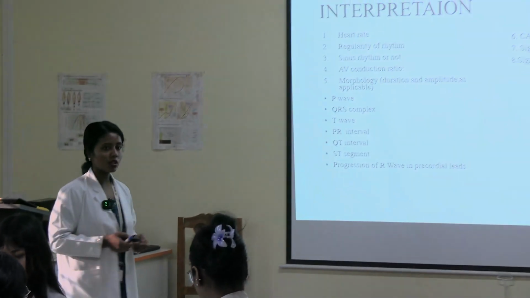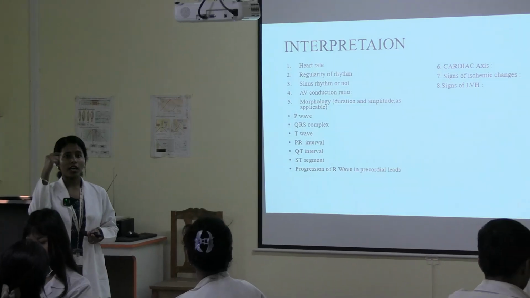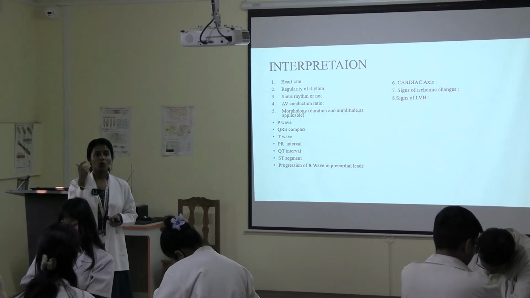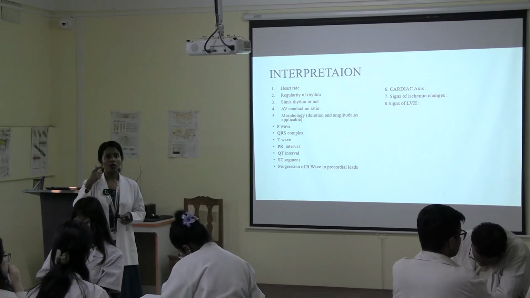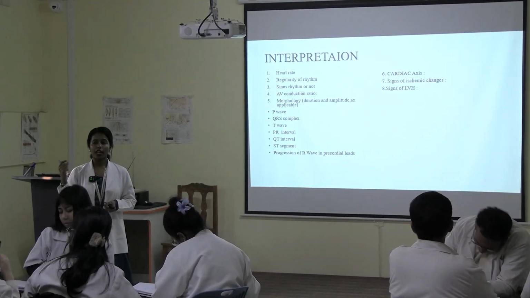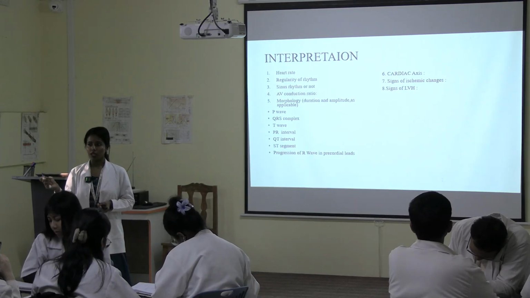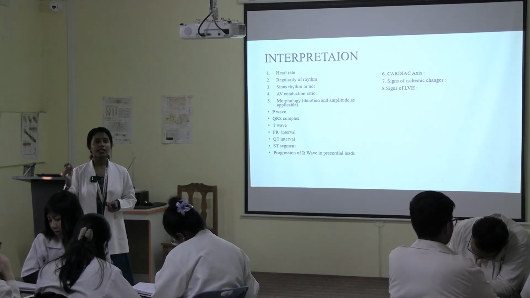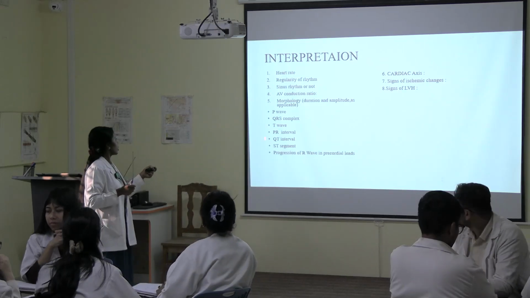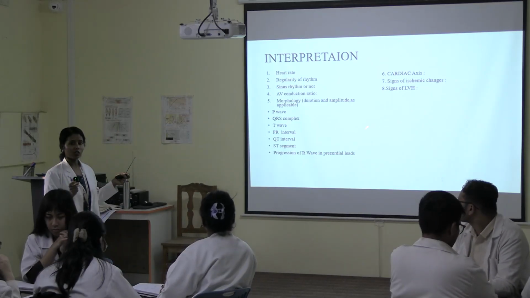Then amplitude also you have to count. You have to count along the y-axis how many boxes are there. If it is 1, then it will be 1 into 0.1. If it's 2, then 2 into 0.1, that is 0.2 millivolt. So amplitude you have to write in terms of millivolt and duration in terms of seconds. So you have to count for all the waves. QRS complex also, how many are there, you have to count.